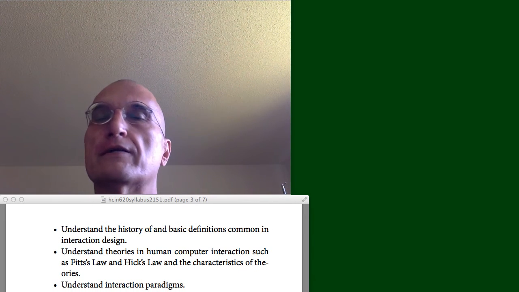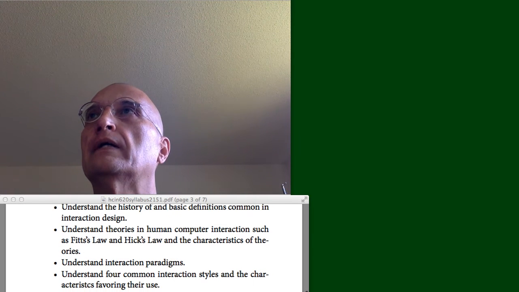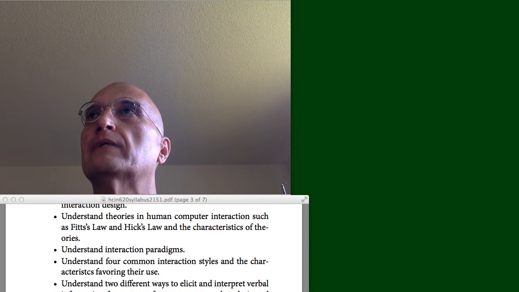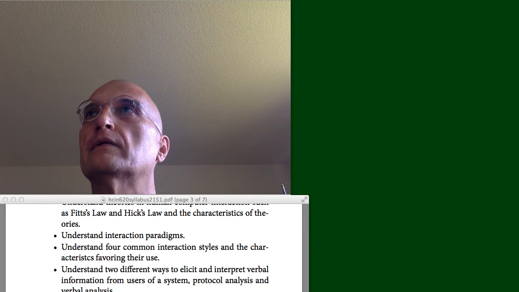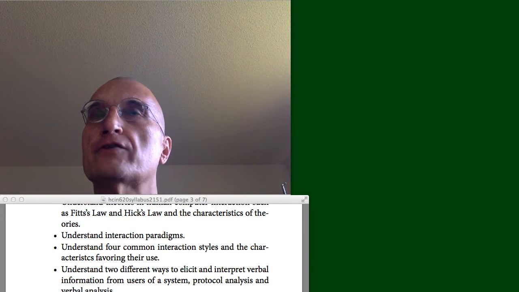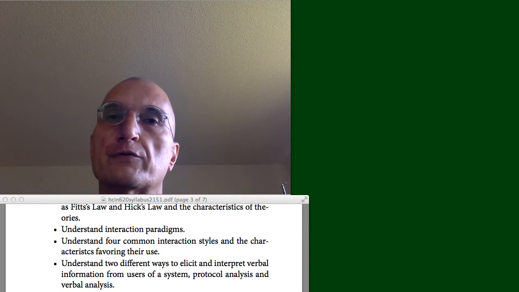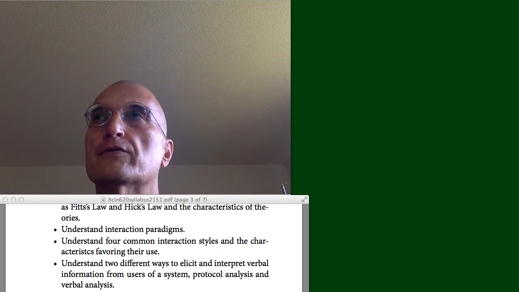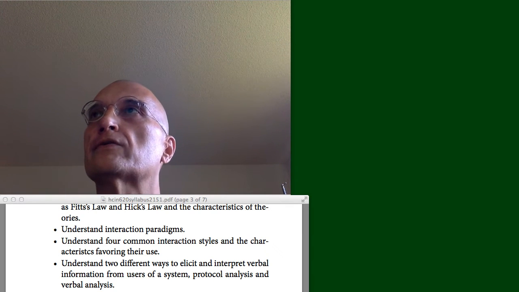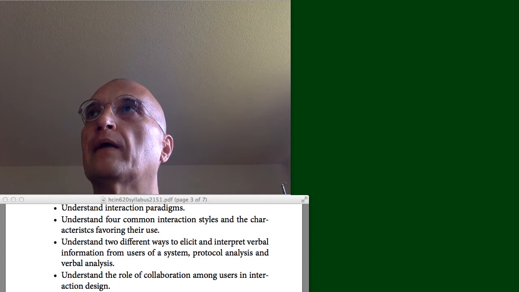You have to be able to understand different paradigms of interaction, interaction styles, ways to elicit and interpret verbal information from users of a system. So there are two ways. There's one really venerable way, protocol analysis, for doing this, and then there's another way, verbal analysis, which is not as time-honored, but still worth knowing about.